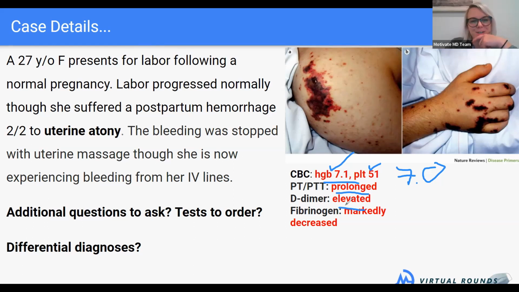So D-dimer, if you guys are not sure, shows us that there is a clot in the body, but does not tell us where. In that regard, is this test sensitive or specific? Tell me that much. So if it tells us there is a clot, yeah, good, exactly.